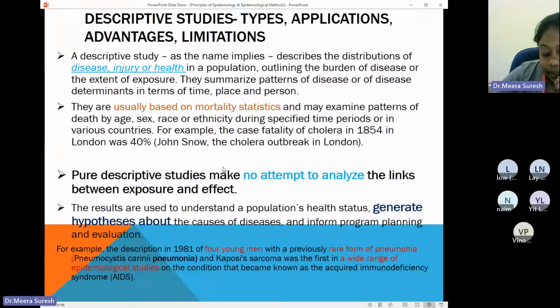So in descriptive studies, when you explain all these things, the person, place, time, everything, you will end up with a statement. We can call that a hypothesis, or an etiological hypothesis. When you say that among the smokers the rate of lung cancer was higher, it's a kind of statement, but a hypothesis says that there is some reason why this cancer is seen more in smokers. And then you stop over there, that's a descriptive study.